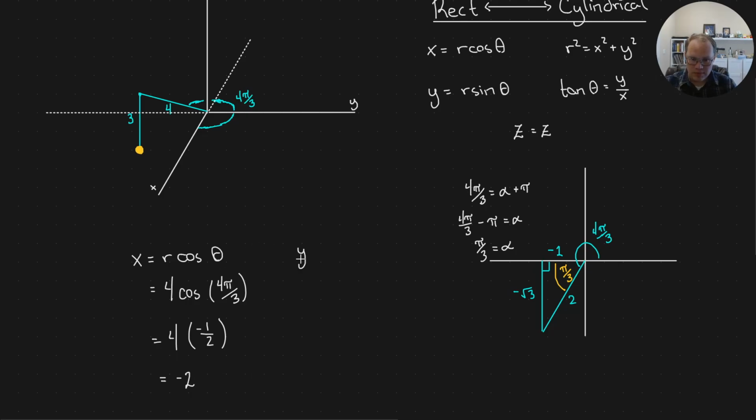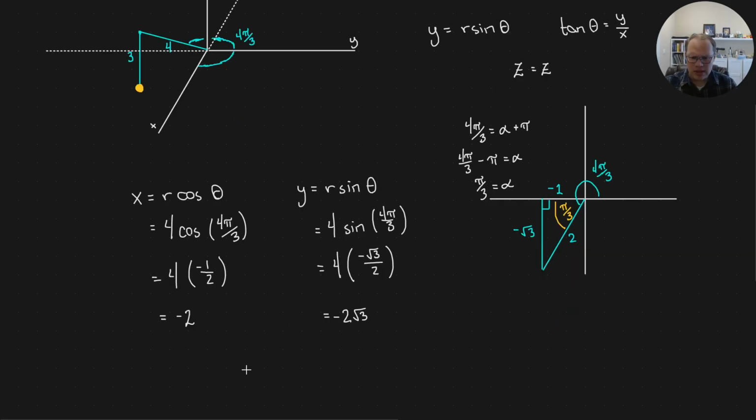Okay. We could do something similar for the y. Y, according to our set of formulas, is r sine theta. R, again, is 4. Theta is still 4 pi over 3. Notice the angle here is the same, so we'd be interested in the same triangle. So we could use the same triangle and calculate sine. Sine would be opposite over hypotenuse. So that'd be 4 times opposite, which is negative root 3 over 2. Do a little canceling. 4 goes into 2 two times. So negative 2 root 3 is our y.